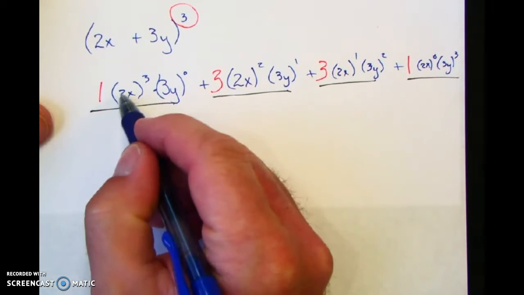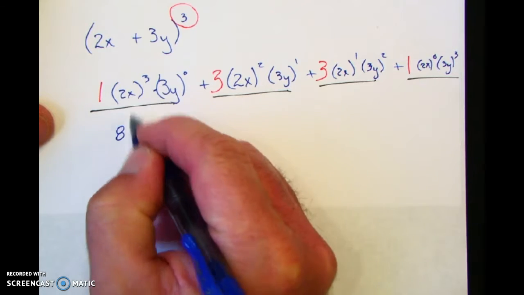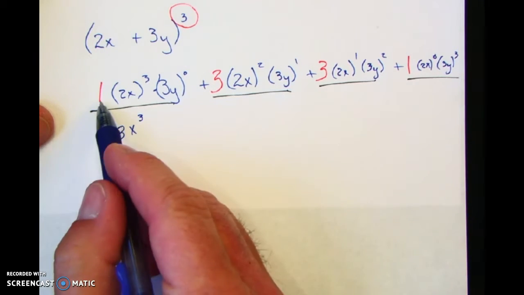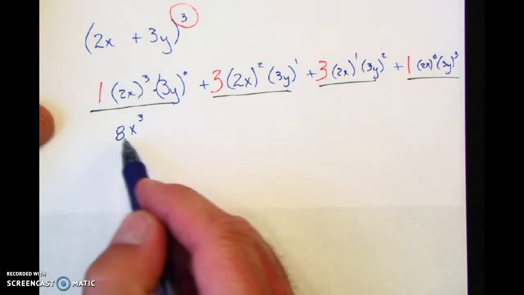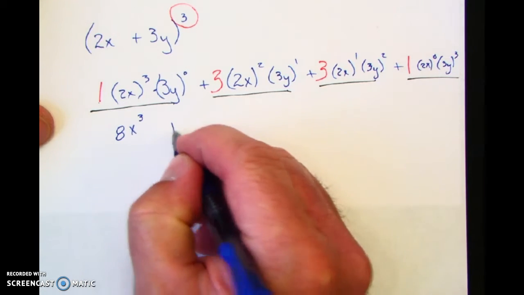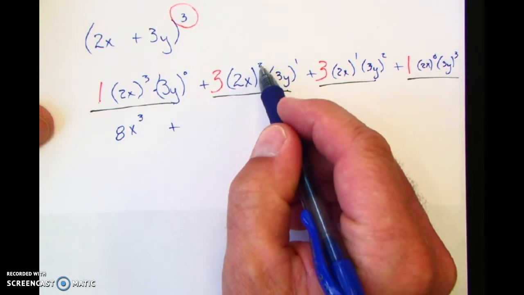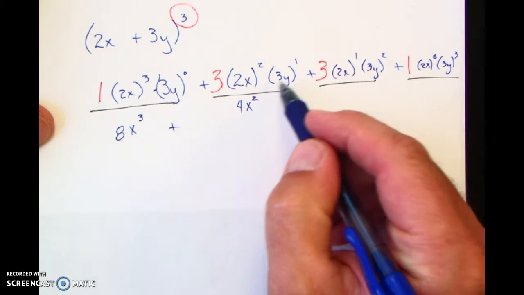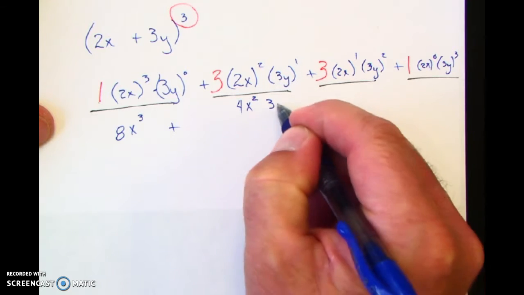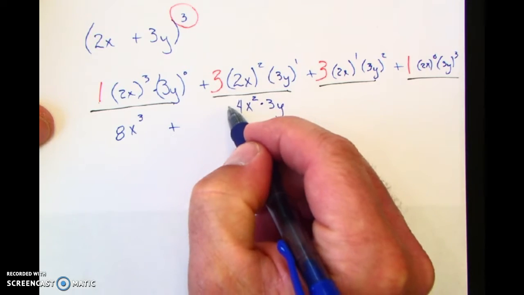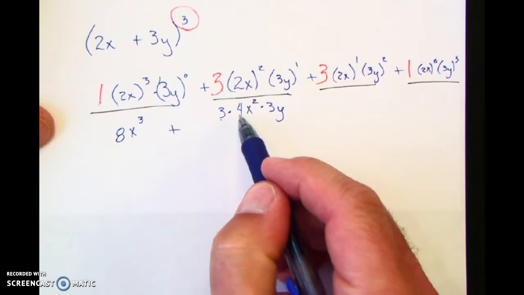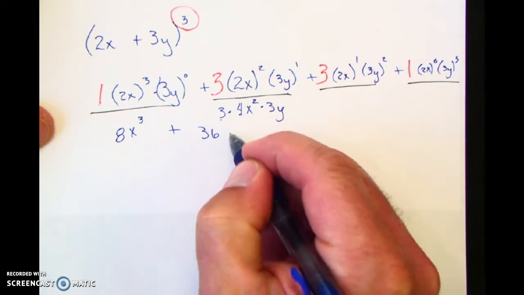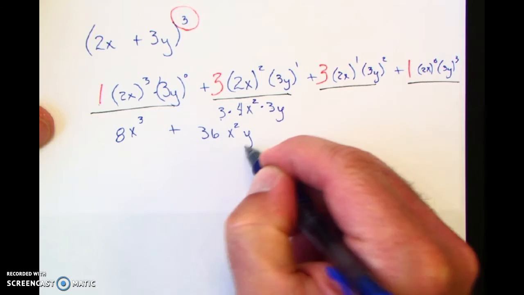So we have 2x cubed. 2 cubed is 8, and then x cubed, and anything to the 0 power is equal to 1. I have 1 times this, so my first term is 8x cubed. And then here we have 2x squared. The 2 squared is 4, x squared is x squared, and then we have a 3y. I do have my 3 to begin with here, so I have 3 times 4 is 12, times 3 gives us 36. I have an x squared and a y.